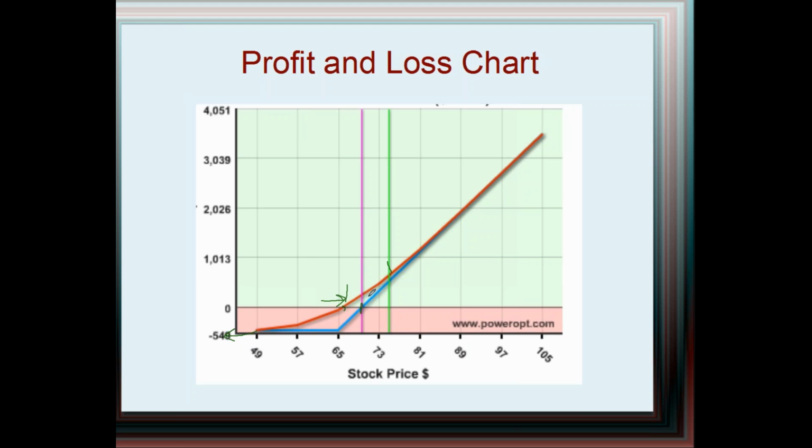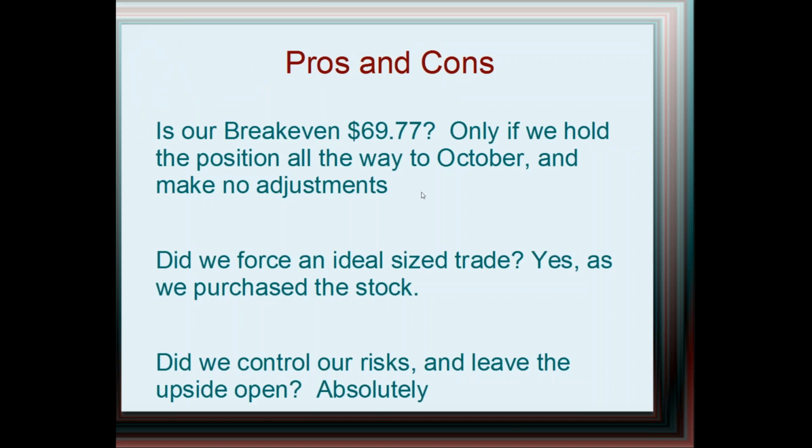Okay, and 1 to 2 days out, if the stock moves up $1 after I enter the trade, my put's only going to decline 40 or 50 cents. So I still have a profit. This break even only exists at expiration, which is 7 months out in time. Okay, so it has to go all the way to October to consider this break even of $69.77.